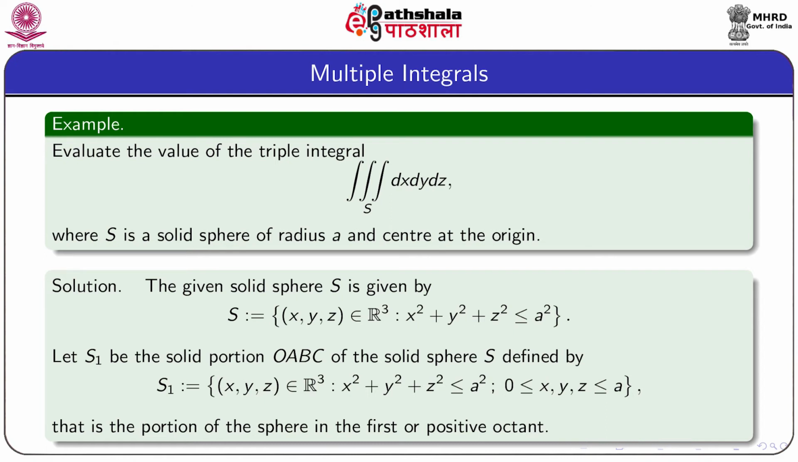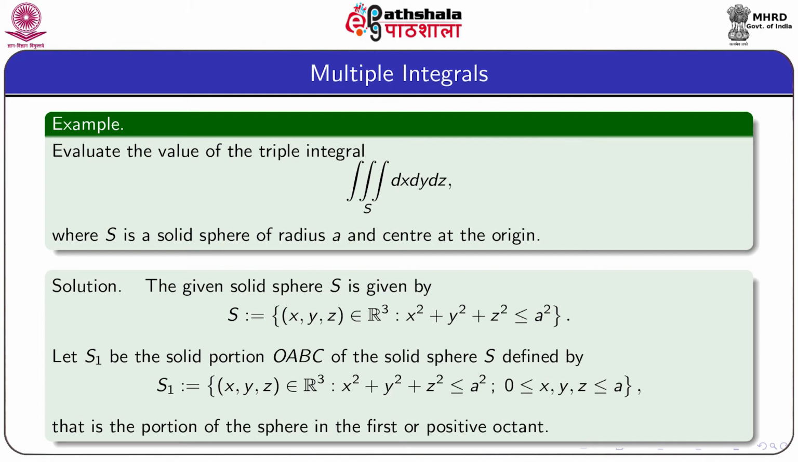We cite an example. Let us evaluate the value of the triple integral of dx dy dz over the set S, where S is a solid sphere of radius a and center at the origin. That means, over the given set S, we are integrating the constant function whose value is 1. Solution. We know the given solid sphere S is given by the collection of all (x, y, z) in R^3, where x^2 + y^2 + z^2 is less than or equal to a^2.